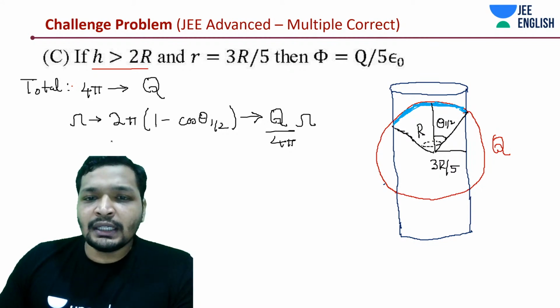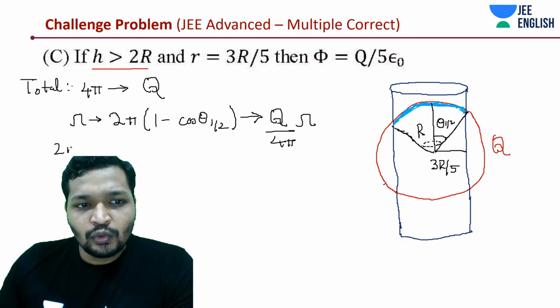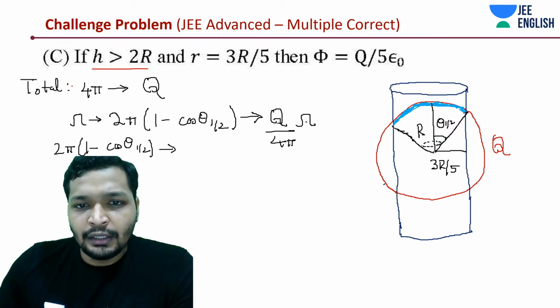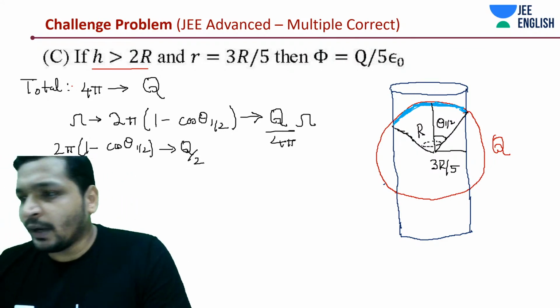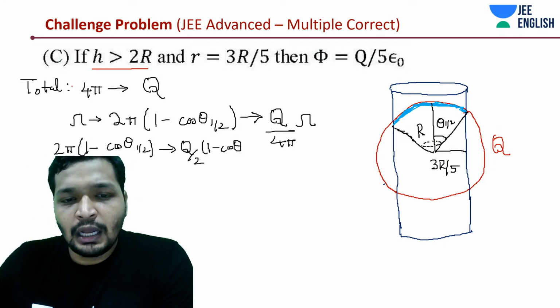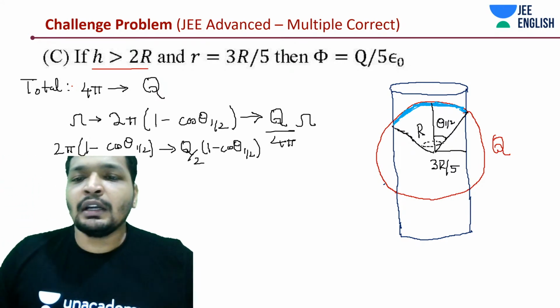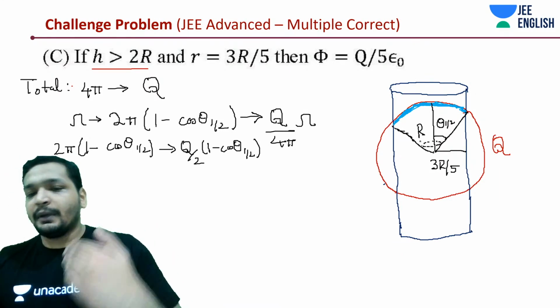So how much would that yield? If you calculate it, within the 2 pi into 1 minus cos half angle, it's going to contain q by 4 pi into solid angle 2 pi, which would be basically q by 2. Okay, it is going to be q by 2 into 1 minus cos of half angle. We are calling it half angle because we are only analyzing this part of the sphere, but it covers the entire part of the sphere.